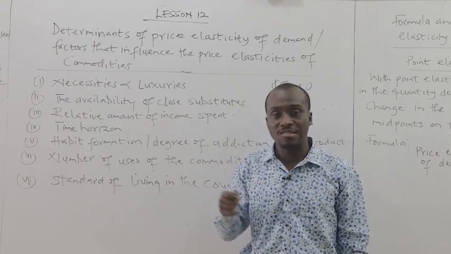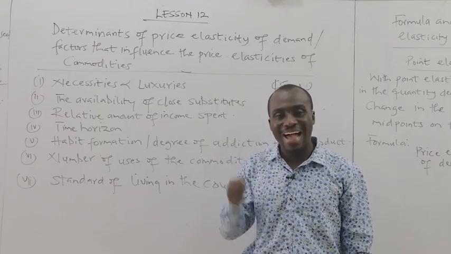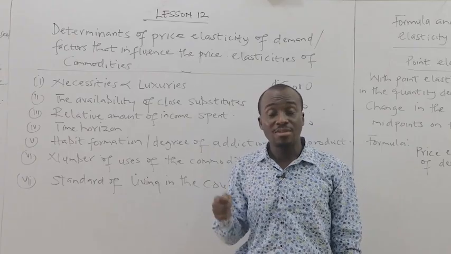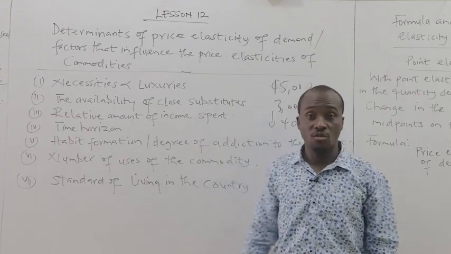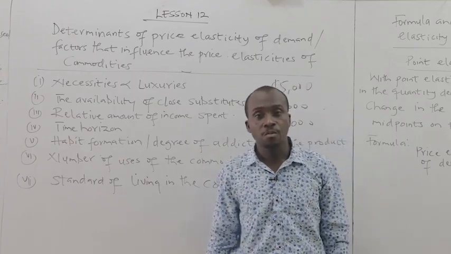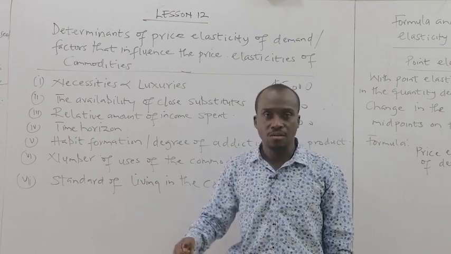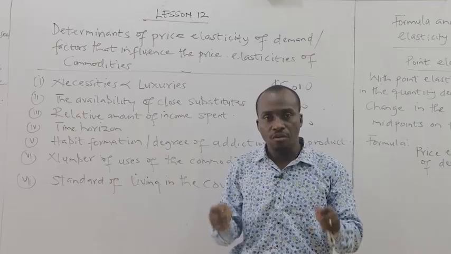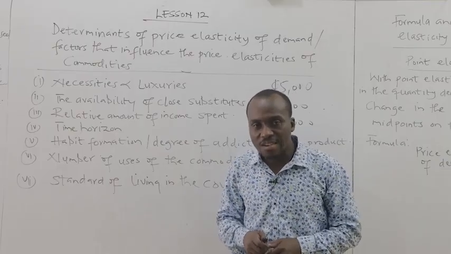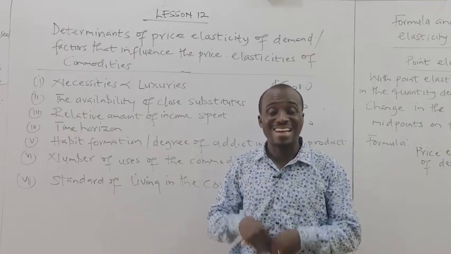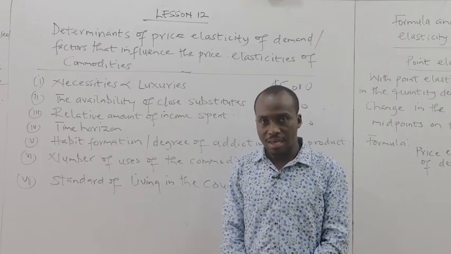Right? Commodity that takes a higher chunk of your income tends to be elastic. The consumer becomes very sensitive to changes in price. And therefore commodities that take a higher chunk of income tend to be elastic. Commodity that takes a small chunk of your income tends to be inelastic.